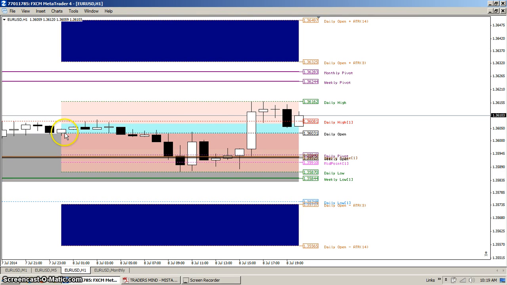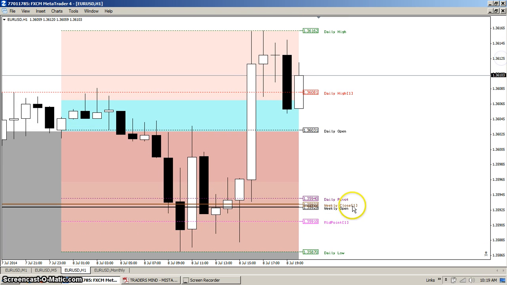And you can see the price action here. The euro opened, it went up a bit, tested the previous day's high, back down through the open, went through the weekly close from last week, went through the weekly open, turned right back around and went back up.